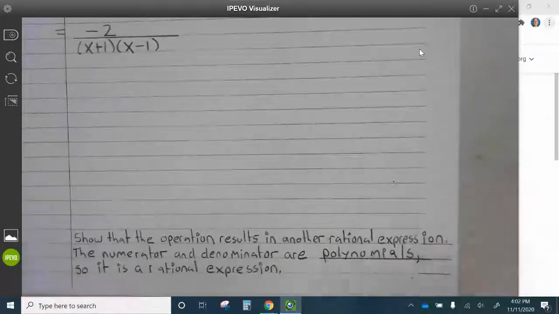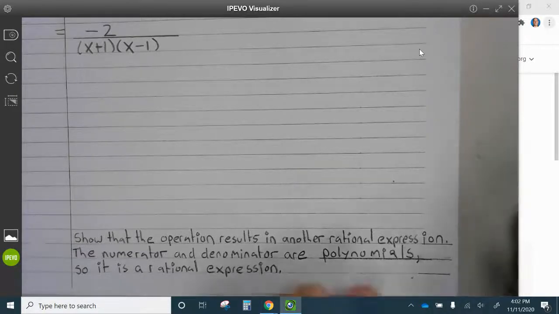So, show that the operation results in another rational expression. The numerator and denominator are polynomials, so it is a rational expression.